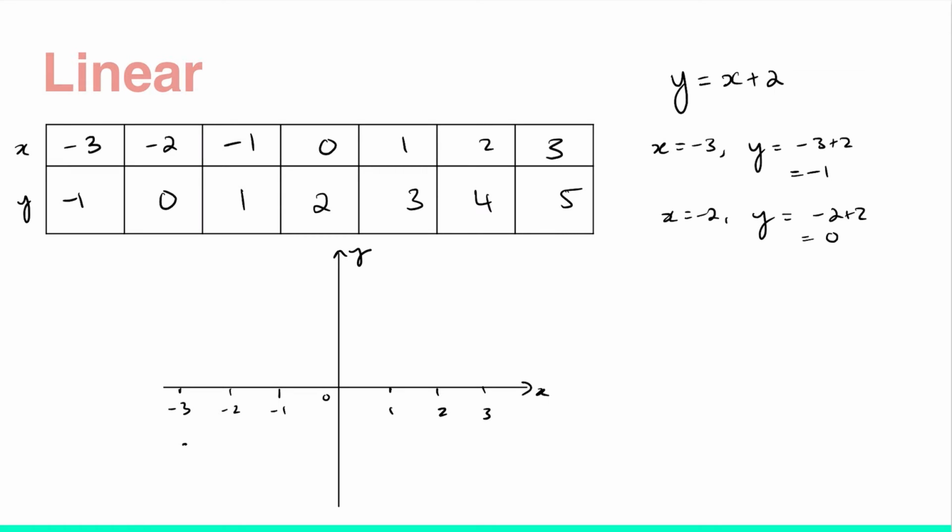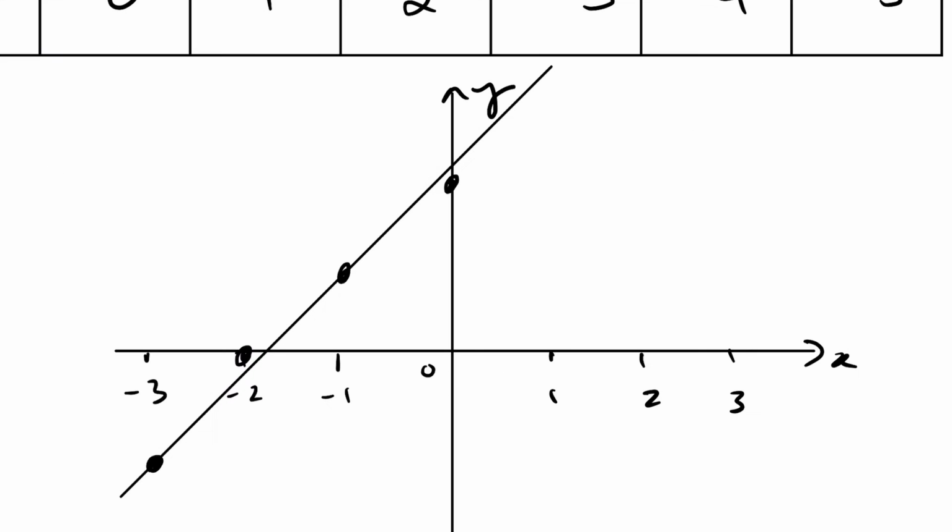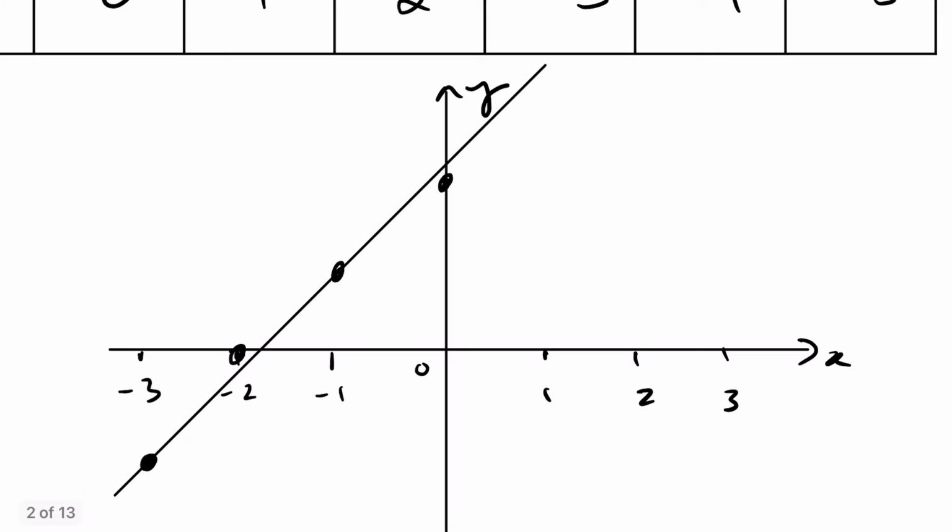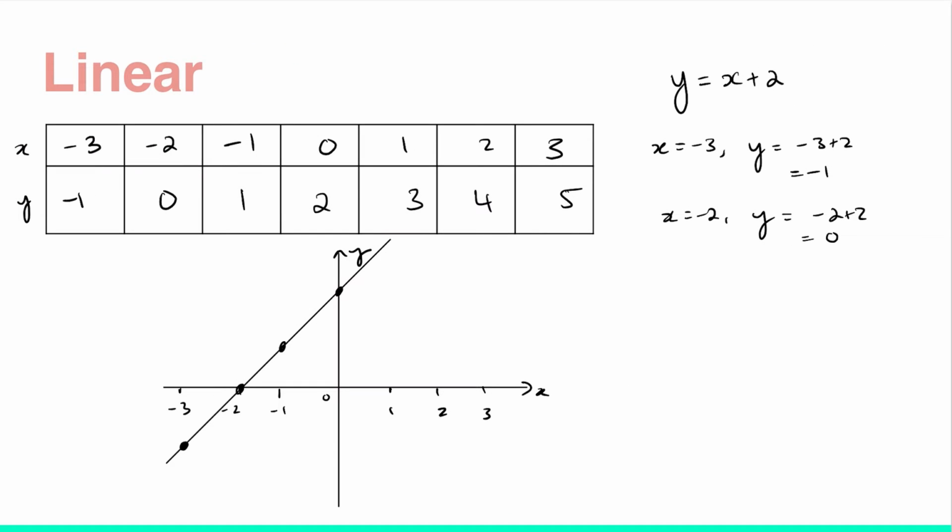So -3 and -1, -2 and 0, -1 and 1. Oops, that's a little bit off. 0 and 2, and so on. And so what we should get once we're done is a nice straight line that goes through your points. Clearly my scale is a little bit off. So if we just try and move that a little bit, I know that's a little bit dodgy, but you get the idea that we will be having a straight line that will connect all of our dots in a perfect straight line. So that's how we figured out what a linear graph looks like. We have all of the points, we connect them, and we find out that it's a line.